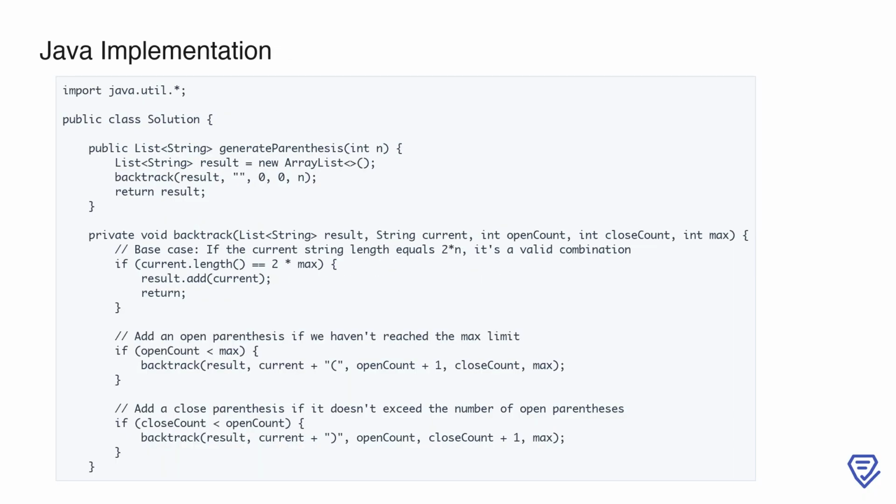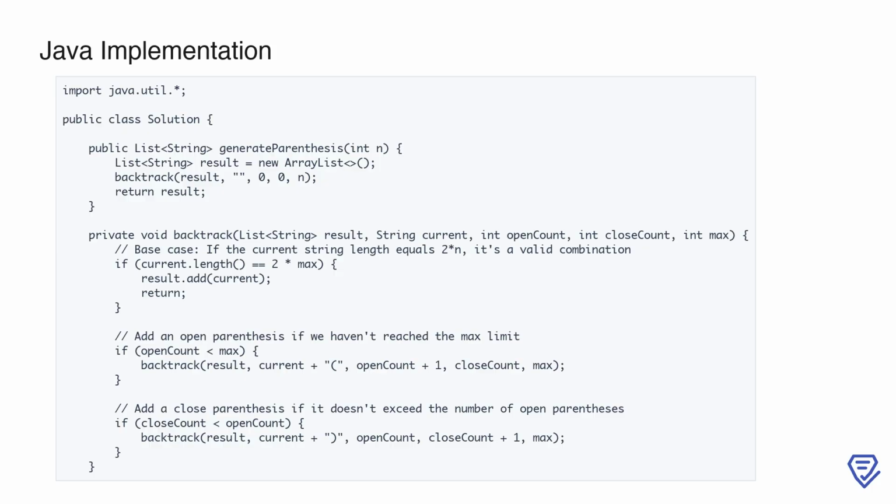Here, we begin by defining a class called Solution and implementing the function generateParenthesis. This function takes an integer n, which represents the number of pairs of parentheses we want to generate. Inside the function, we initialize a list called result to store all the valid combinations. Then, we call a helper method named backtrack, passing it the result list, an empty string to build the combinations, and counters for open and close parentheses, both initialized to 0. We also pass the maximum limit n, which ensures we generate exactly n pairs of parentheses.